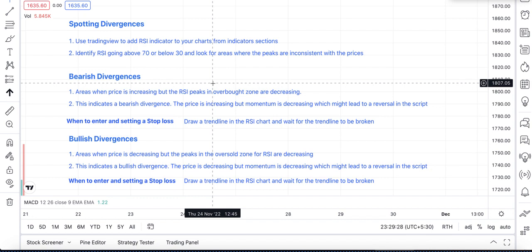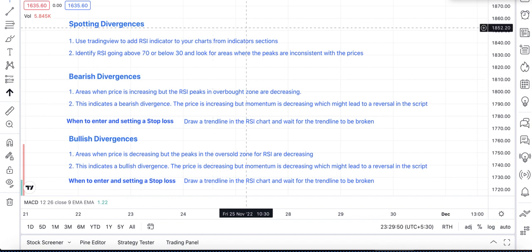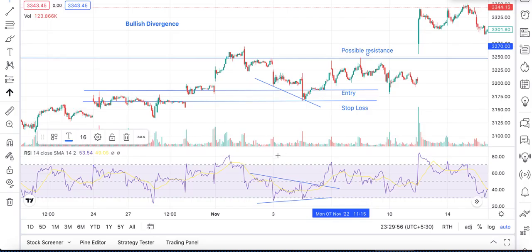Coming back to identifying divergences and how to take a position and maximize your profit. First, we'll discuss how you can spot divergences. The key here is using TradingView, adding your RSI technical indicator, and then trying to identify the dips and peaks that come in a particular stock, closely observing them with the RSI on a 15-minute time frame to identify these changes in direction.